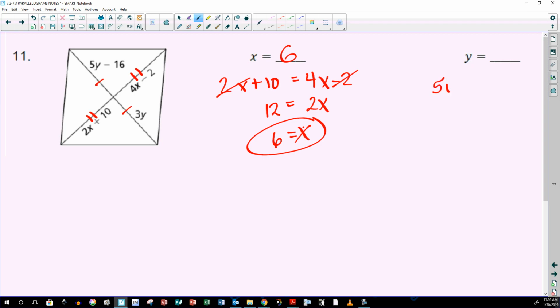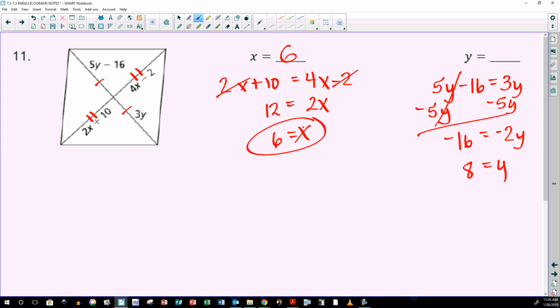So 5y minus 16 is equal to 3y. So if I subtract 5y from both sides, I get negative 16 equals negative 2y. So y is 8.